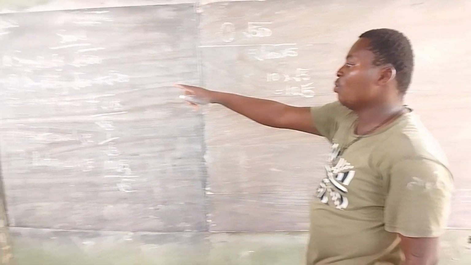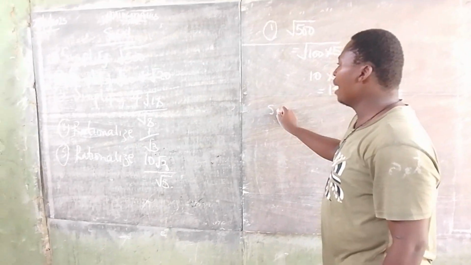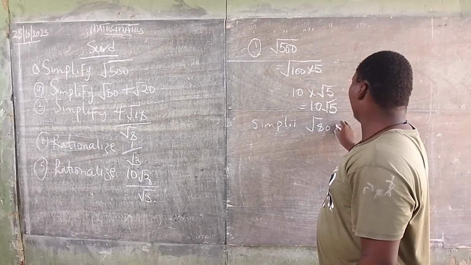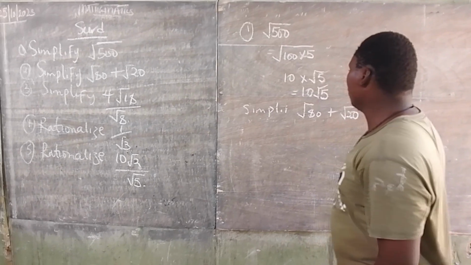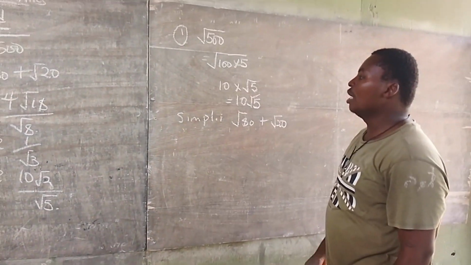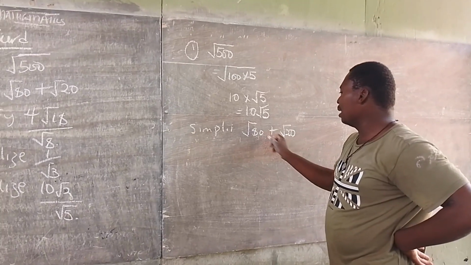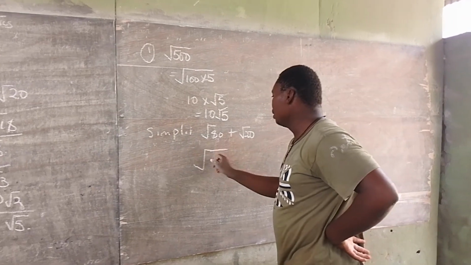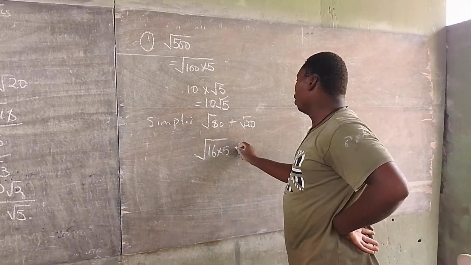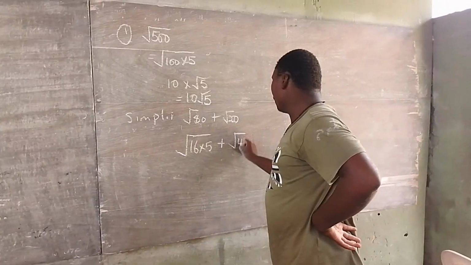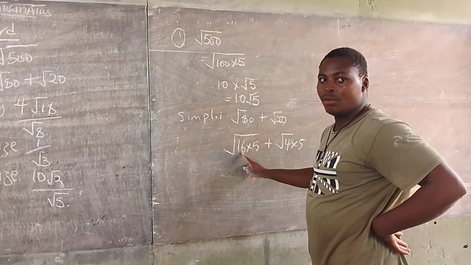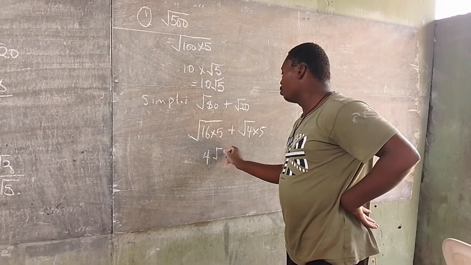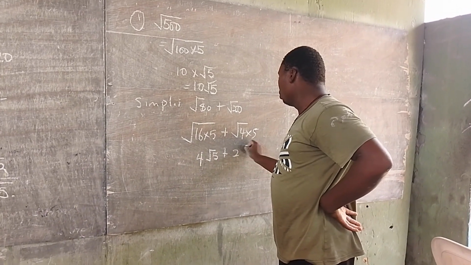Now, let's go to number 2 very quickly. Number 2, we have simplify root 80 plus root 20. Now we are going to break this one down and break this one down as well. We have 16 times 5 plus 4 times 5. I told you one will be a rational number, one will be an irrational number. So here we have 4 root 5 plus here we have 2 root 5.